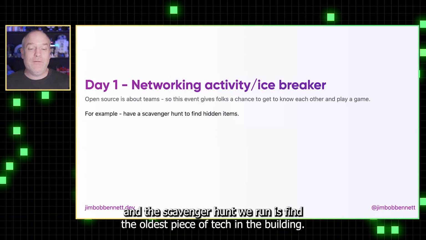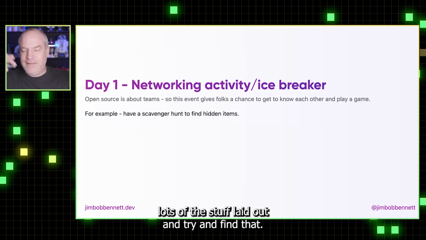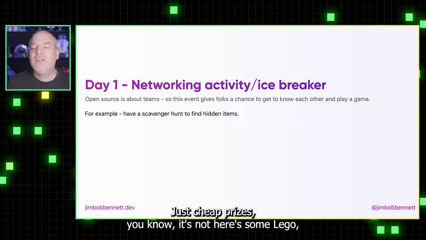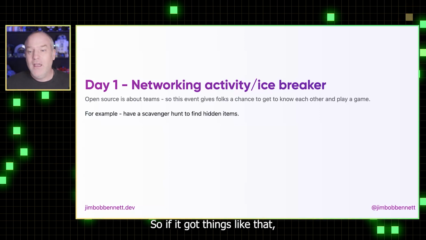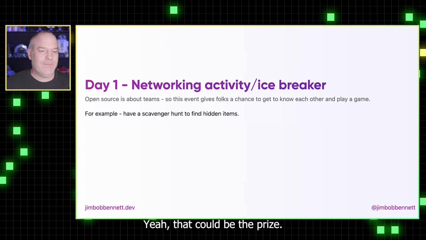And the scavenger hunt we run is find the oldest piece of tech in the building. So people have to go around, look around with this big building, lots of stuff laid out, and try and find that. And we usually offer some kind of prize for the winner. So it kind of makes it a bit competitive. Just cheap prizes, it's not here's some Lego, but it's here's some stickers or here's some swag we had out the back. So if you've got things like that, some stickers for your Computer Science Society or GitHub stickers, that can be the prize. So things like that.